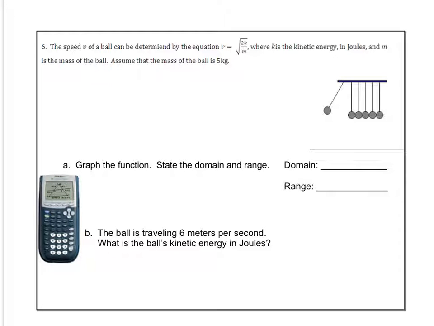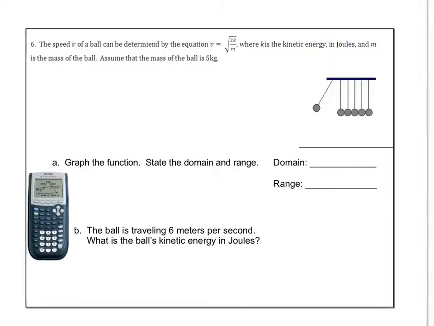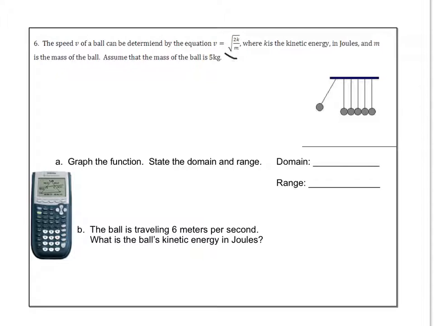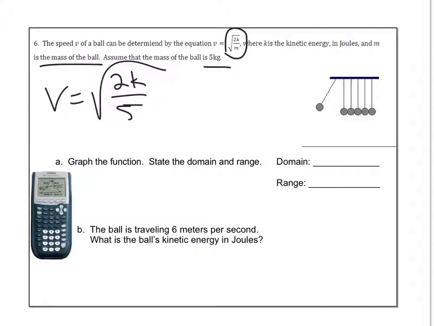So the speed of a ball can be determined by this: velocity equals the square root of 2k over m. K is your kinetic energy in joules. M is the mass of the ball. We're going to assume the mass of the ball is 5 kilograms. So velocity is going to be the square root of 2k over 5. All right, graph the function, state the domain and range.